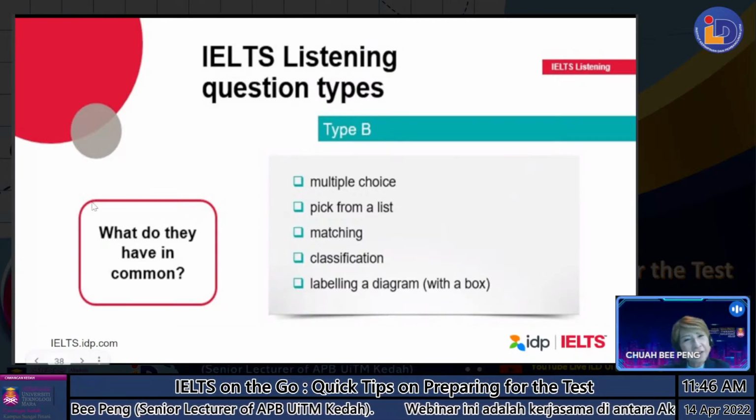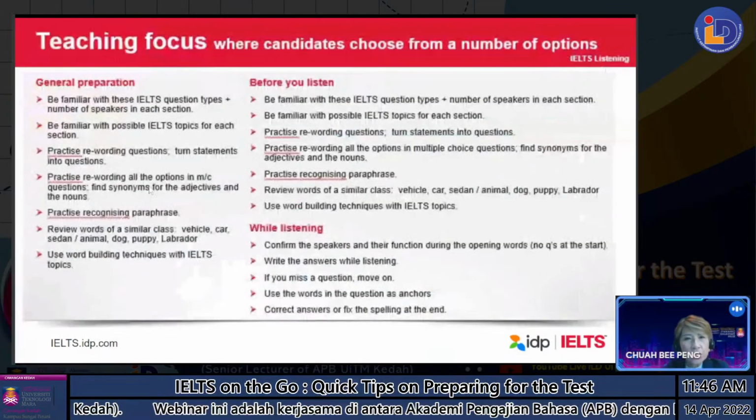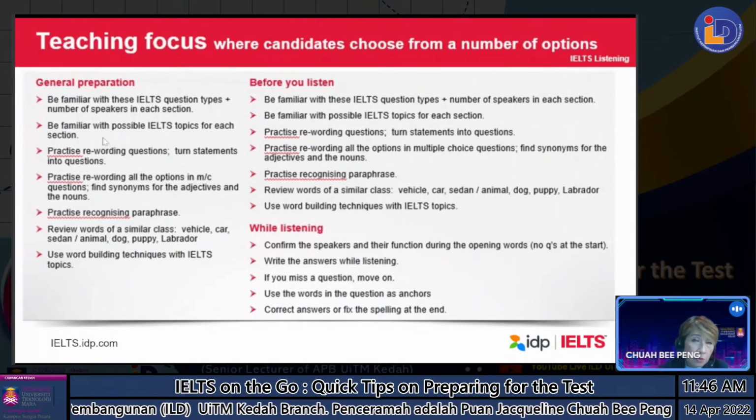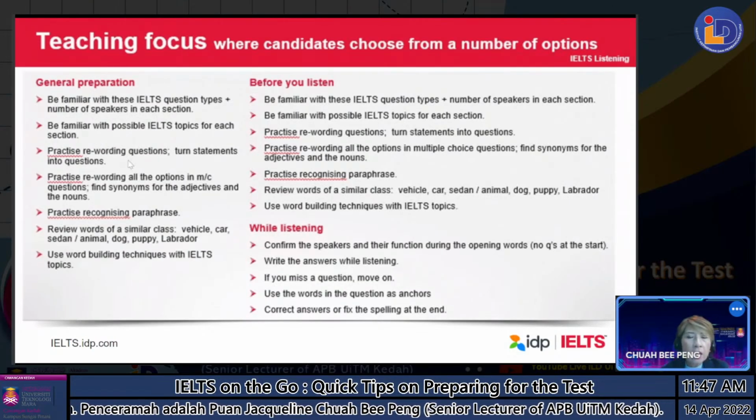That is one of the very challenging question types. Okay, so you need to practice a lot. Now, how to get yourself prepared for the tests for listening module? Be familiar with all these question types. Be familiar with possible IELTS topics for each section. So how to be familiar, again, like I said, practice, and go and find out more.